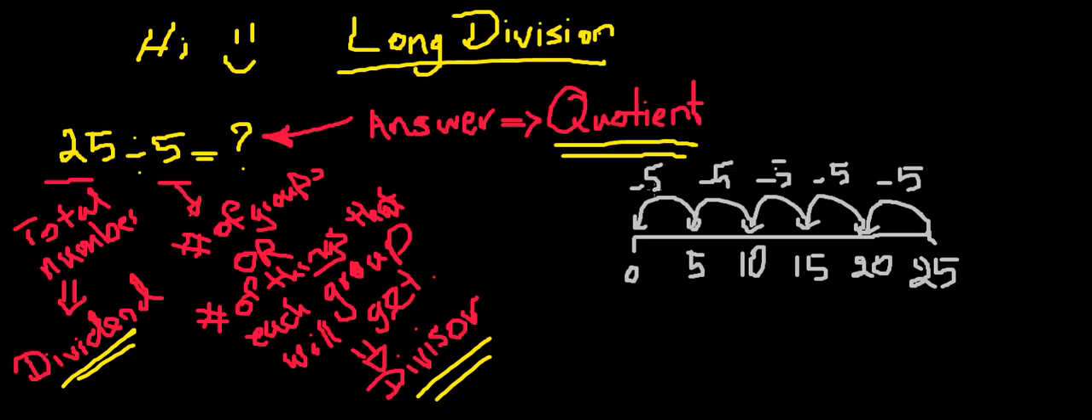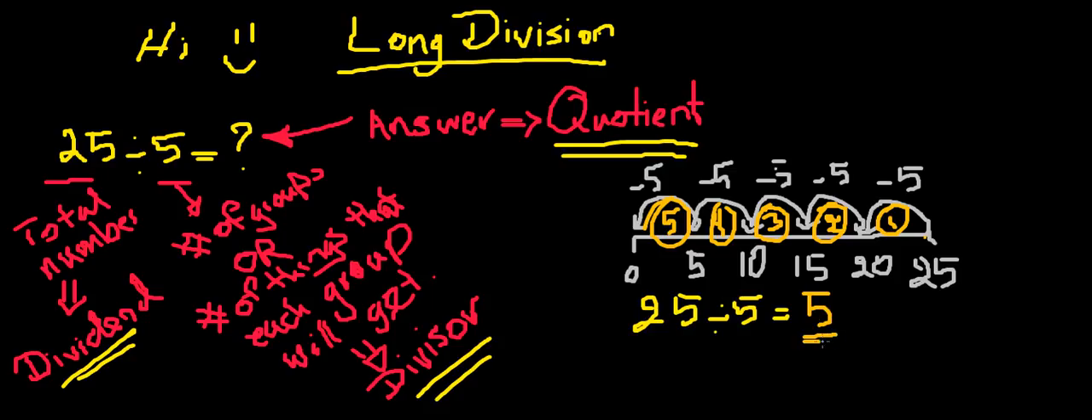Once you do this, in order to get the answer, you have to count how many jumps you made. So this would be 1, 2, 3, 4, 5. Having said that, now you know what your answer is. 25 divided by 5 equals the number of jumps, 5. So your answer would be 5.